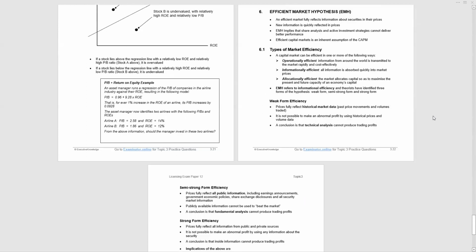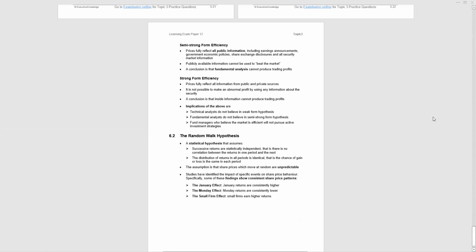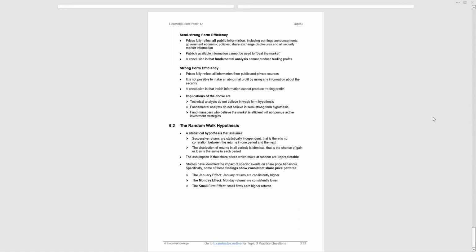produce trading profits. The semi-strong form efficiency: here all public information is reflected in the price of securities, so that publicly available information cannot be used to beat the market. A conclusion from this is that fundamental analysis, using information from a company's annual report and information about that company, cannot produce trading profits. So the world of Warren Buffett doesn't exist. That's the conclusion of the semi-strong form efficiency.